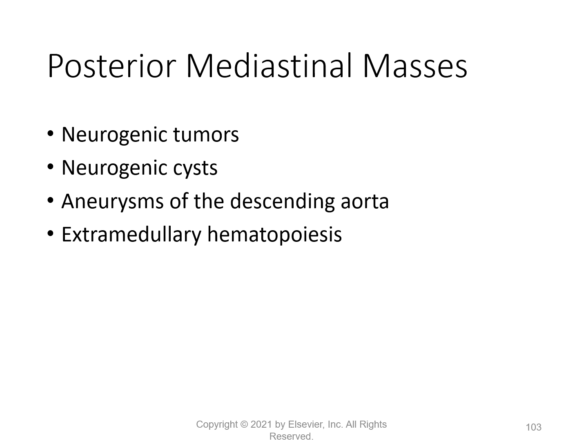Okay, now posterior mediastinal masses, because we don't have a lot of tissues in that posterior mediastinum, they classify it as neurogenic tumors, which would be just tumors that are growing off of neural tissue. Neurogenic cysts, which would just be a cyst growing off of neural tissue. Aneurysms of the ascending aorta, and an aneurysm is just a dilatation.